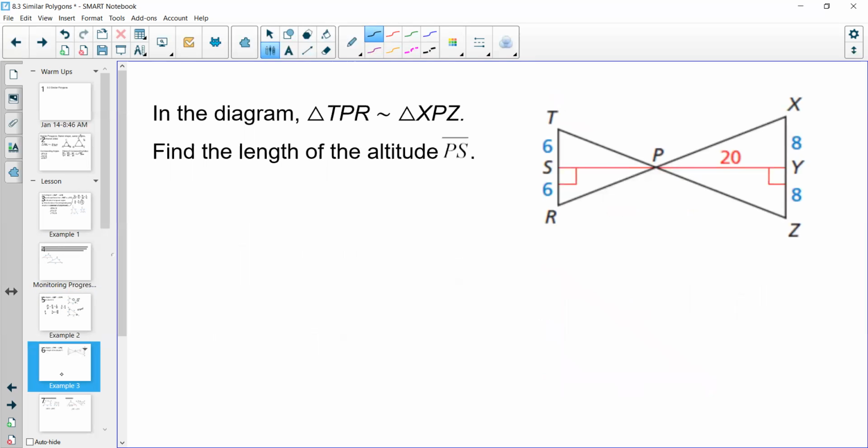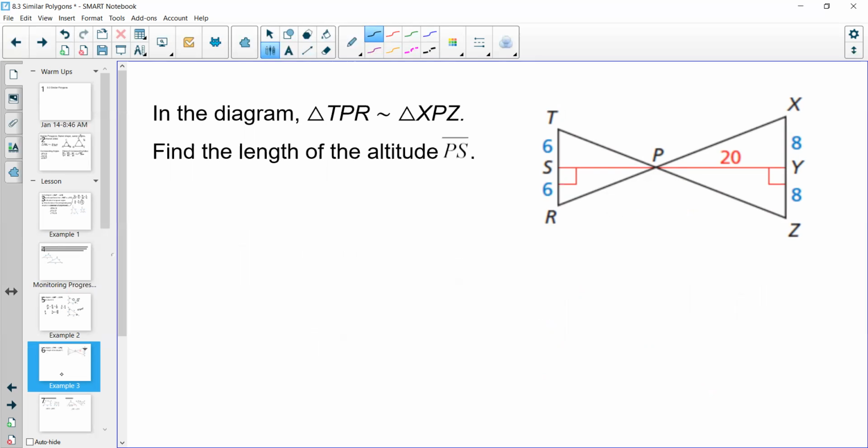Let's take a look at one more example here where we use this property and this idea of similar polygons together. So in this diagram, we know that these two triangles are similar. So we want to find the length of the altitude PS. Now remember, the altitude of a triangle is its height. So what we want to do is find that distance PS.